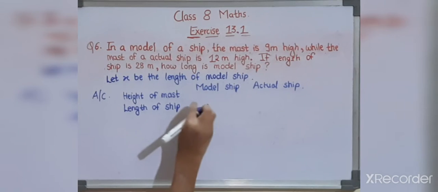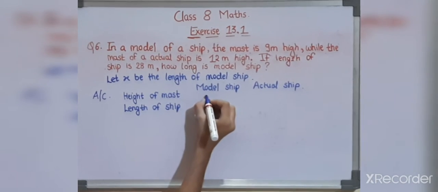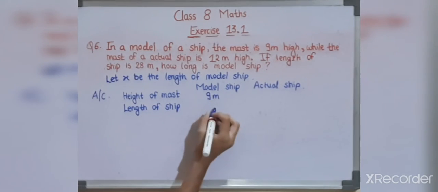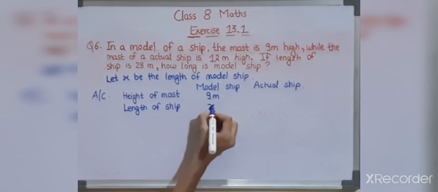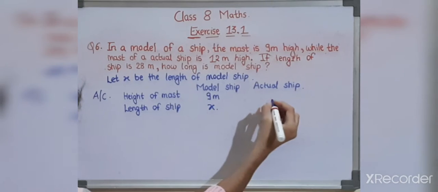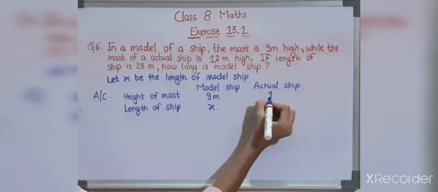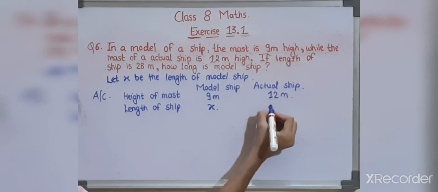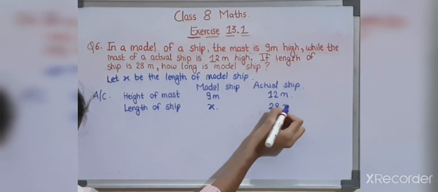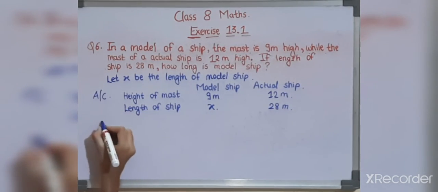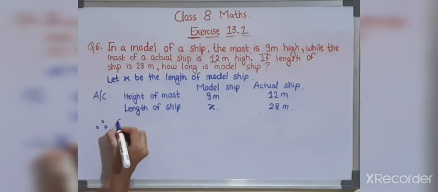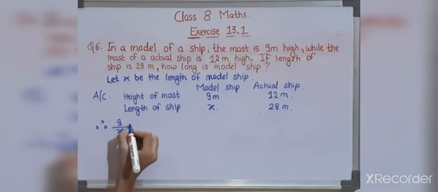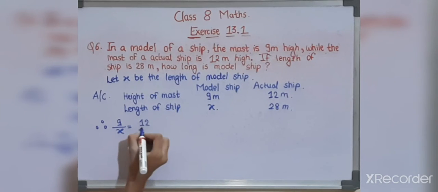See, the model ship's height is 9 meter and length we need to find out, so we will take it as x, and the actual ship's height is 12 meter and length is 28 meters. So therefore 9 upon x is equal to 12 upon 28.